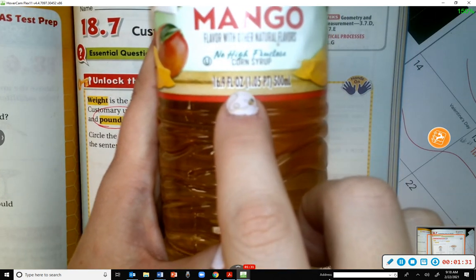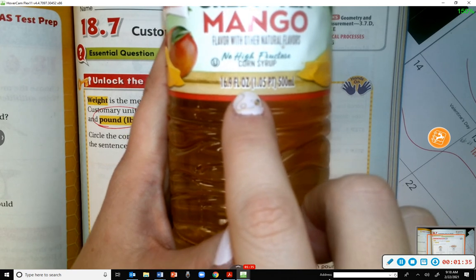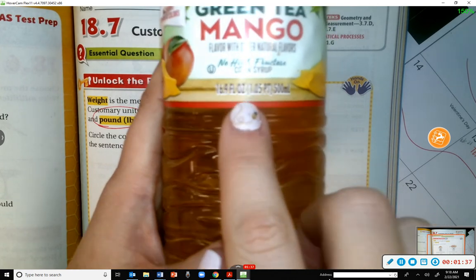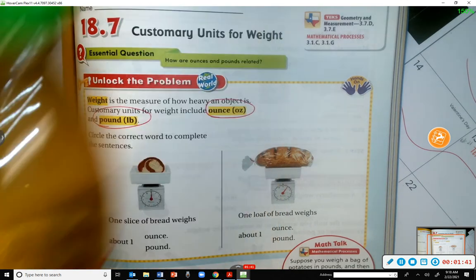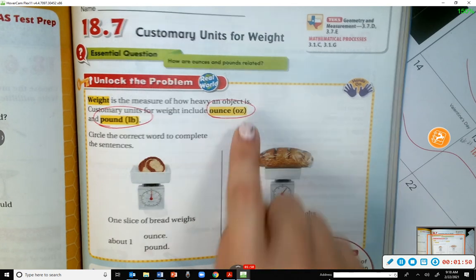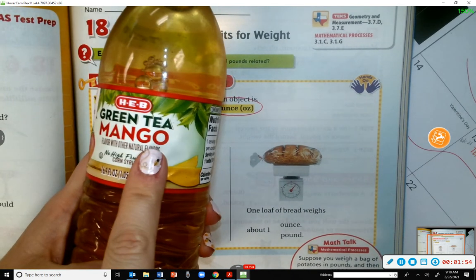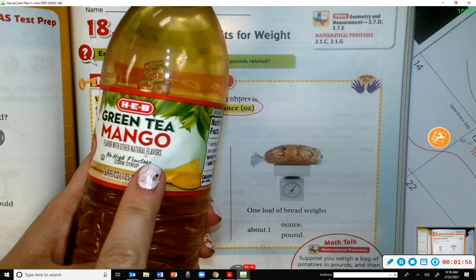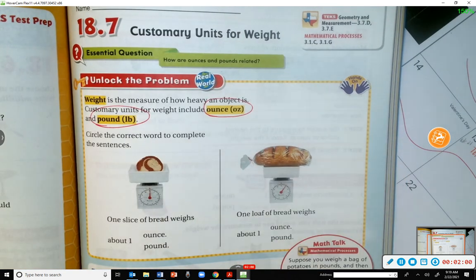That FL stands for fluid. What does fluid mean? Fluid means like liquid, right? OZ stands for ounces. But there are two different kinds of ounces. We have fluid ounces, which is talking about liquid or volume, and then we have regular ounces, which is talking about weight.